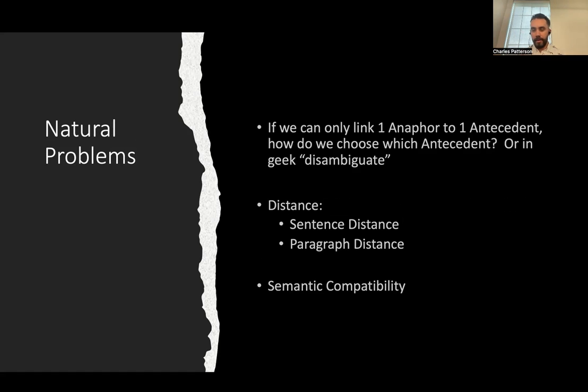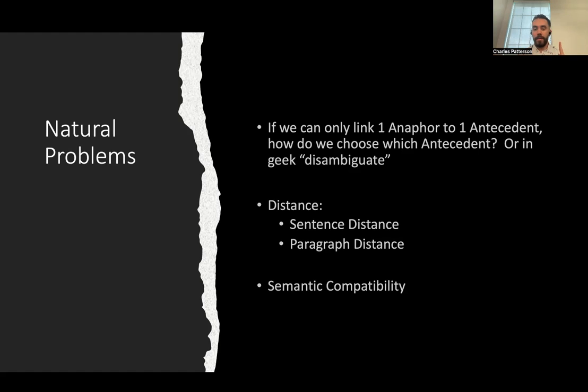Now, naturally, there's going to be a couple of problems. So what the author would suggest is, if we only link one anaphor to one antecedent, how do we choose which one? Or as they would say, disambiguate. So essentially, rather than leaving it ambiguous as to which of these the anaphora potentially connects, we're going to make a hard link to it. So how do we end up doing that?